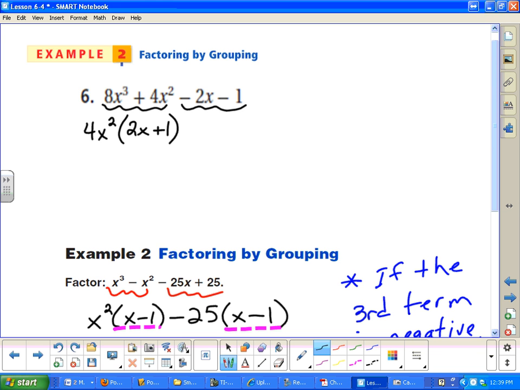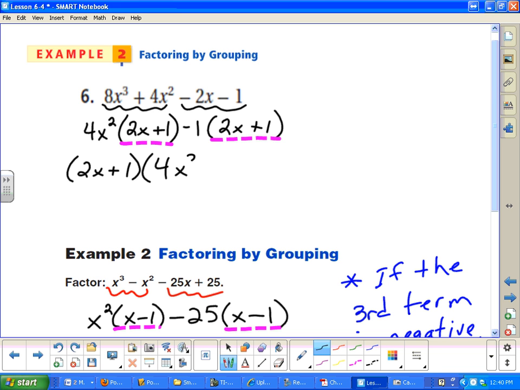Now, our third term is negative, so we've got to factor out a negative. What do negative 2x and negative 1 have in common? Just a negative 1. So we have negative 1 times 2x plus 1. So they both have the common factor of 2x plus 1. I'm going to factor out that common factor. We have 2x plus 1 times 4x squared minus 1.